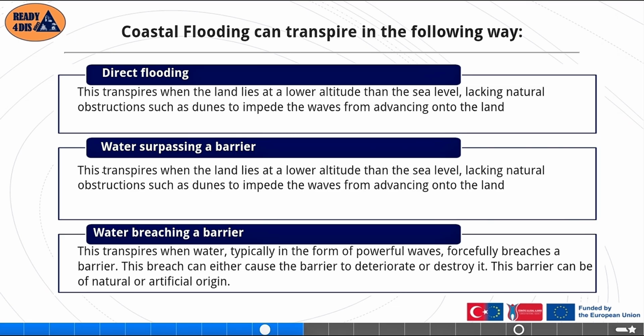Direct flooding occurs when the land lies at a lower altitude than the sea level and there are no natural obstructions such as dunes to stop the waves from advancing onto the land. Water surpassing a barrier also happens under the same land conditions, but in this case the water level becomes high enough to overflow the barrier. Water breaching a barrier refers to situations where strong waves physically break through a barrier. This breach may damage or destroy the barrier, which could be either natural or artificial.